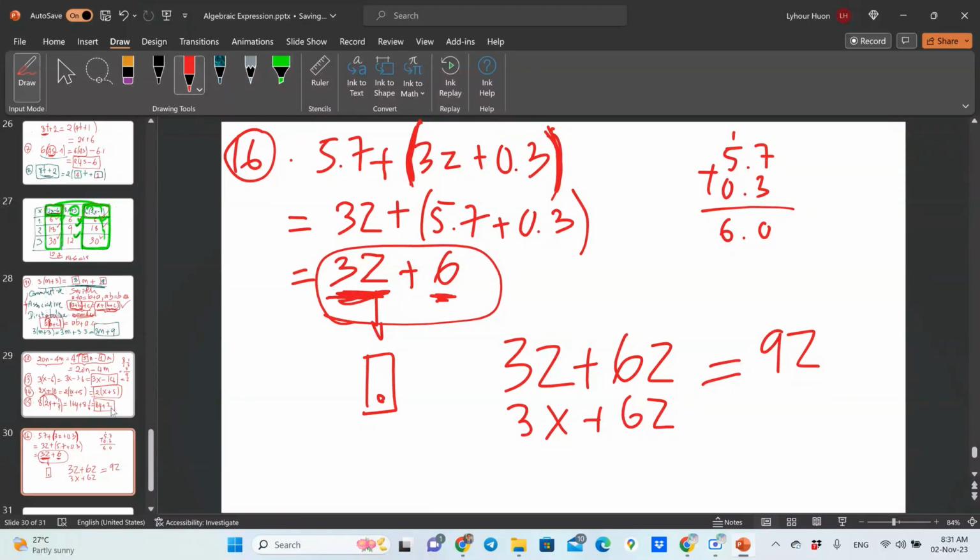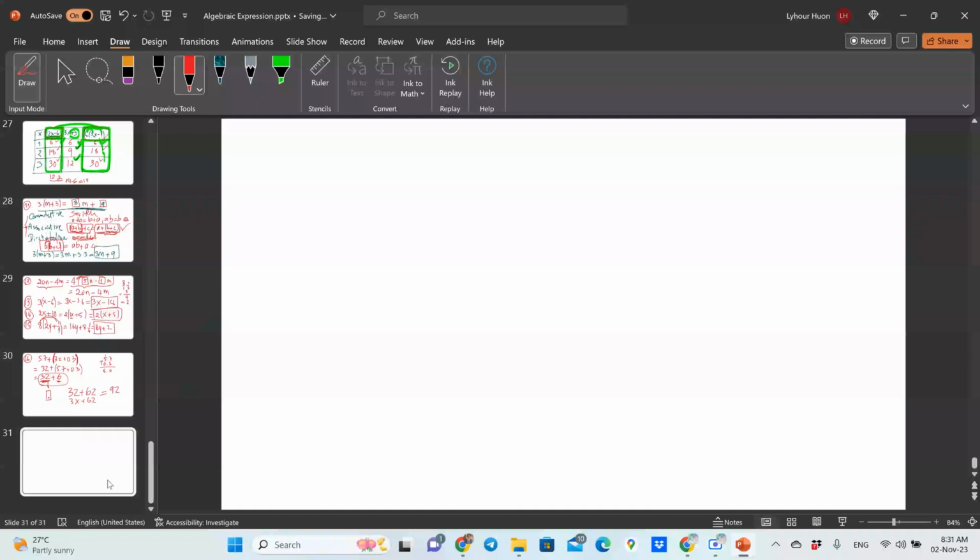So 16. Today we will try to finish as fast as possible. Now let's go to 17. We have 5W minus 15. How can we write the equivalent expression from 5W minus 15?